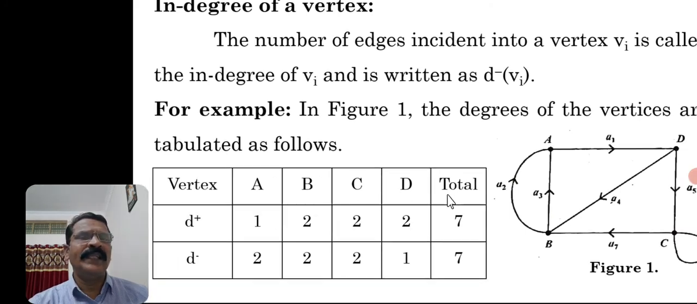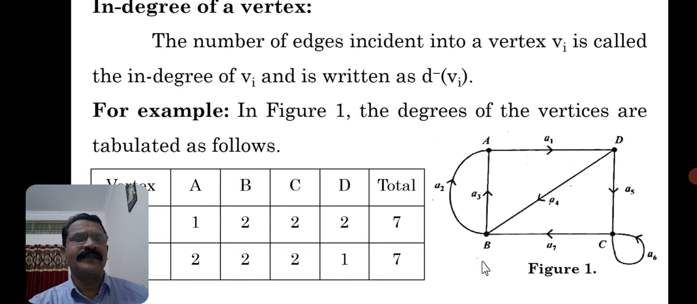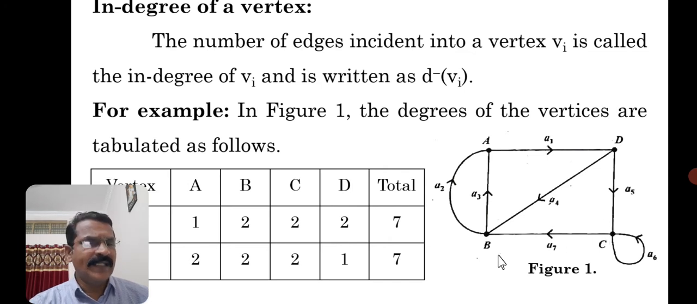If you consider the vertex B, how many edges are incident into the vertex B? This is one edge which is incident into. See the direction, that is very important. How about this edge? You can see A4 and A7 are incident into the vertex B. That's why the in degree of B is 2. Like that you can find the in degree of C, D.